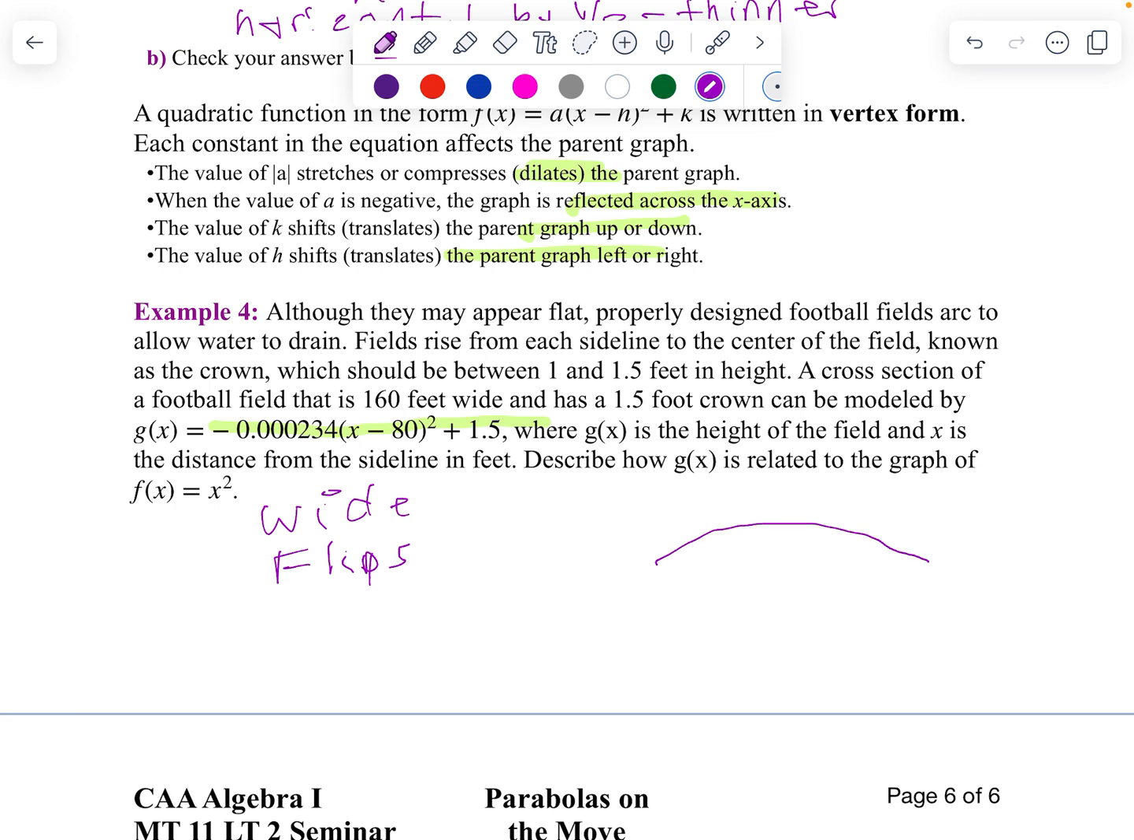It's moved 80 to the right because it's x minus h. So the center of my parabola will be 80 from where y equals x squared is, and it's up 1.5. And that makes sense because I want my parabola to be up a little bit higher than the sideline, so it drains. And we said it's between 1 and 1.5 feet, and that's how it works.